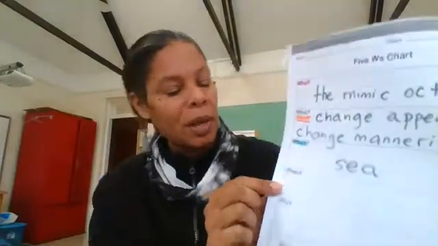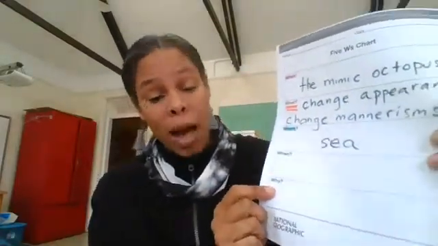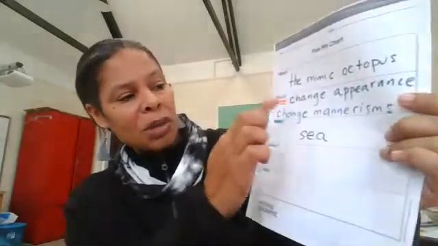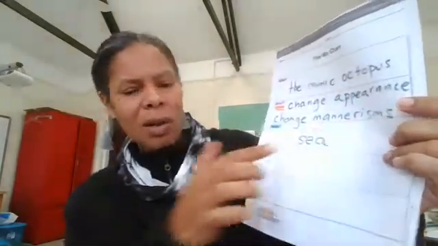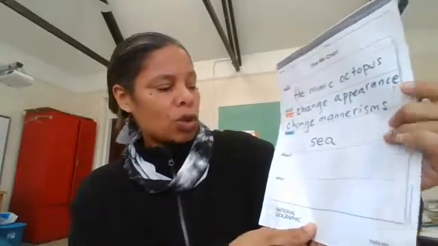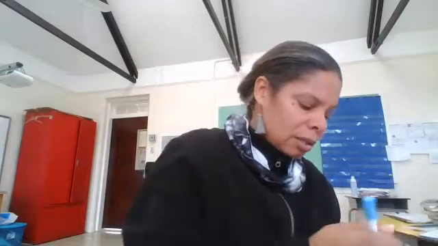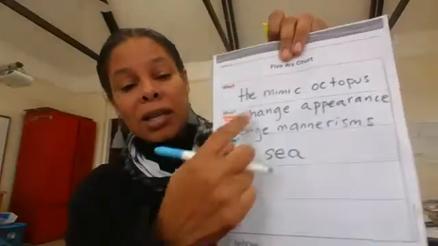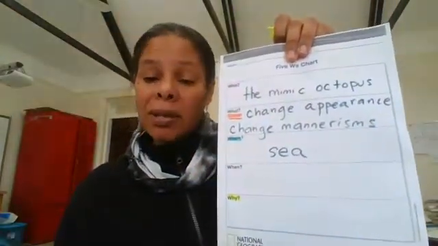And then the last one is why. This response is definitely in the passage. The mimic octopus changes appearance and his mannerisms. Why does he do these things? So choose another color. I'm going to choose a bright yellow highlighter. Now go back to the passage and find out why he does these things. Why is he changing his appearance and the way he behaves?